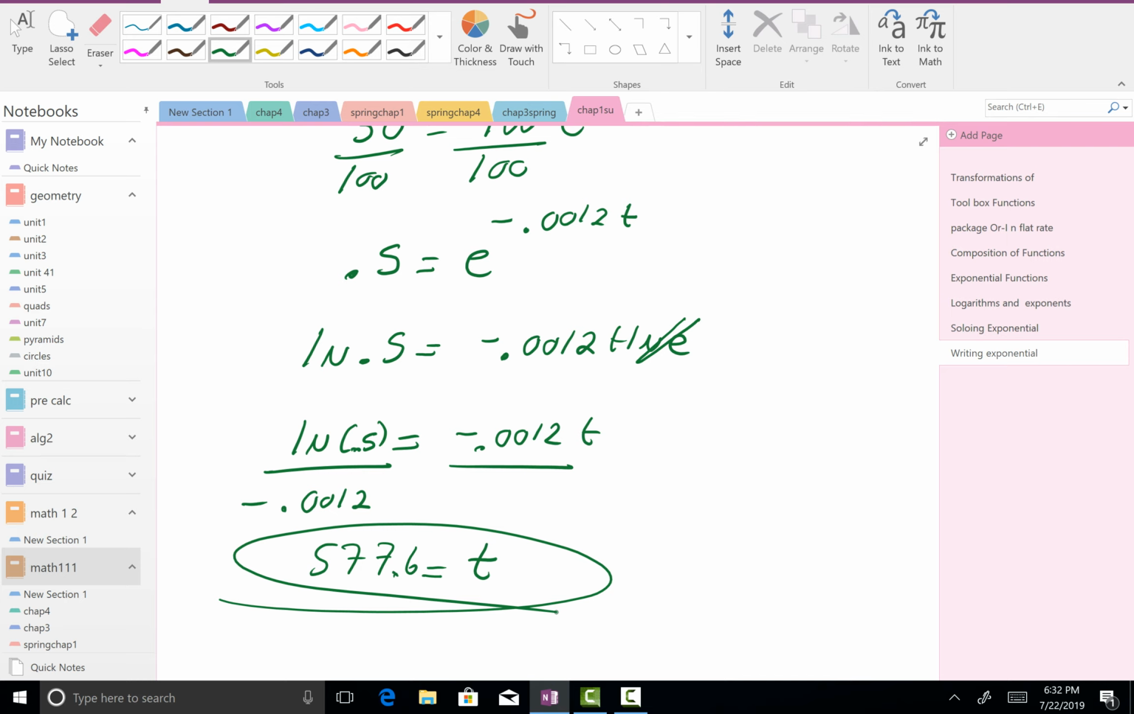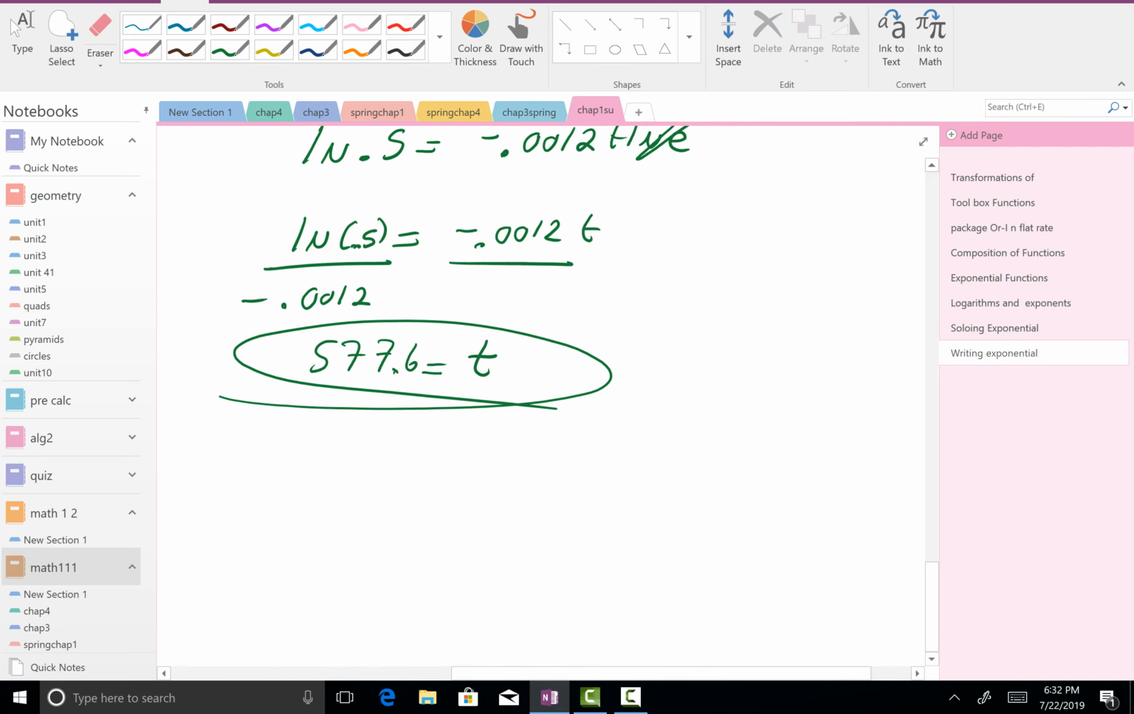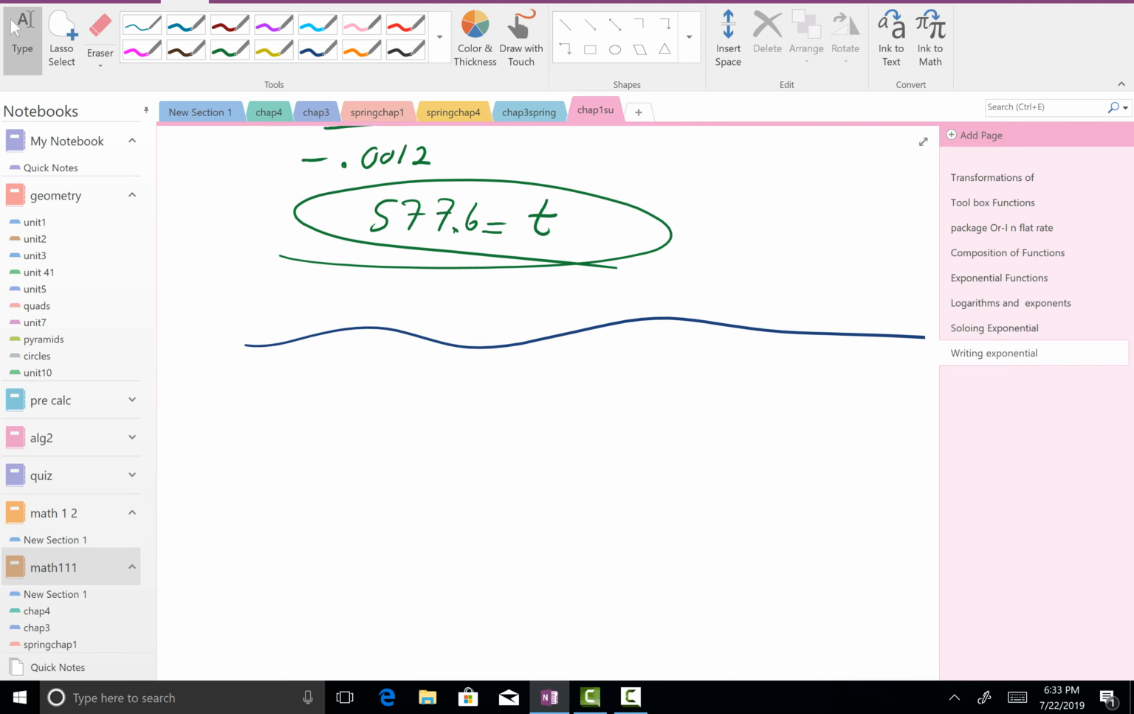Okay. If you got your book, look at 352. At the very bottom, they talk about something called Newton's law of cooling. If you don't have your book, that's certainly okay.